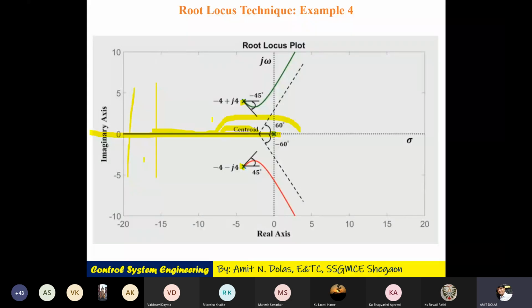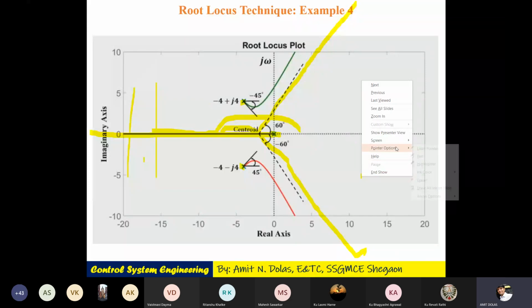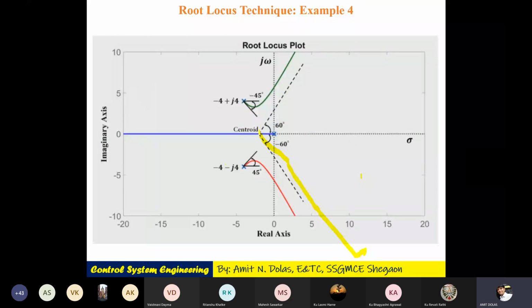Another asymptote is plus 60. It is going towards infinity here. And another asymptote is 300 degrees, nothing but what? Minus 60 degrees, going towards infinity in this direction. These are the three asymptotes. Then centroid we calculated. What was the value of centroid? Here is the centroid. How much did we get?